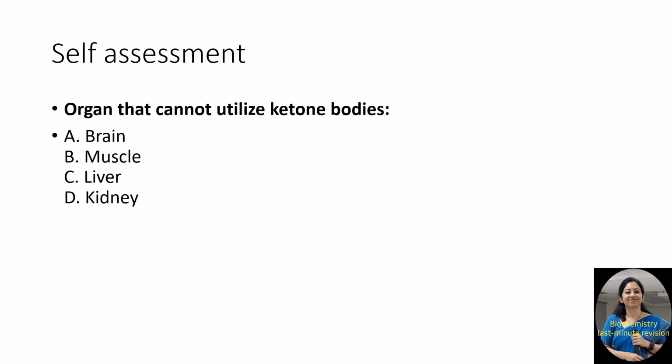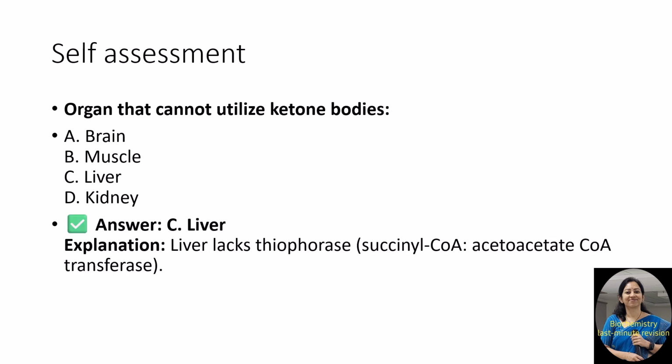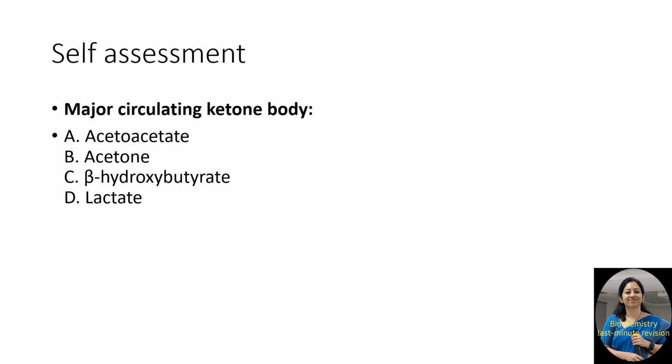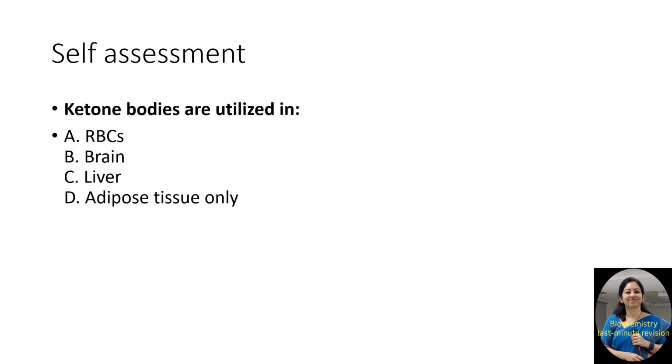The organ that cannot utilize ketone bodies is the liver, because it lacks the thiophorase enzyme. The major circulating ketone body is beta hydroxybutyrate. The common mistake students make is they usually answer acetoacetate. Acetoacetate is only the primary ketone body, but the circulating ketone body is beta hydroxybutyrate.